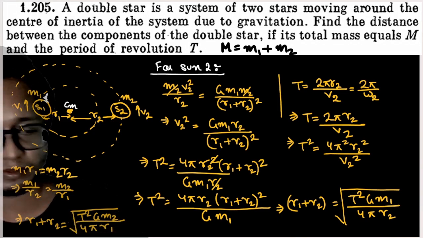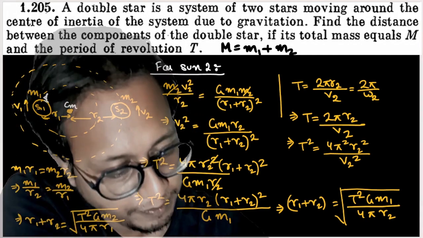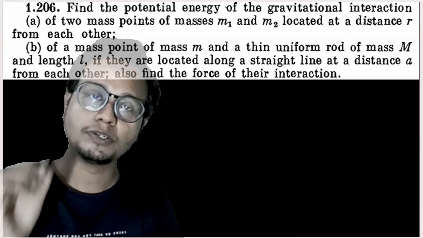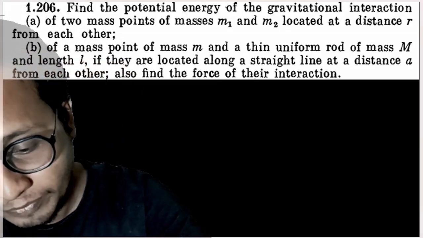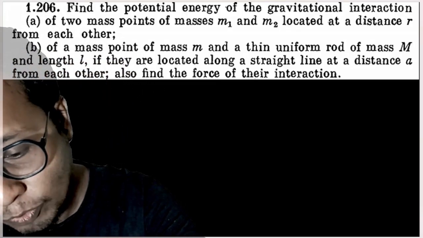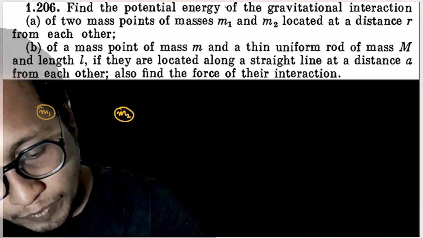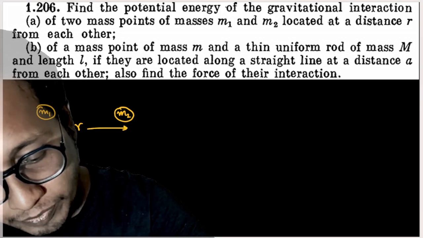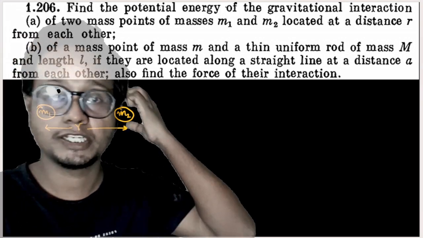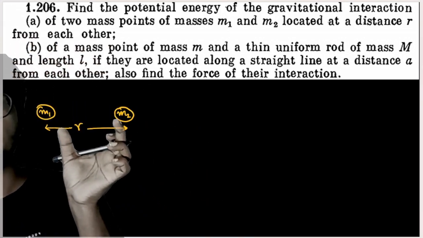So this is the next question, question 205. Okay, I will proceed on to the next question. In this question, there are two masses, m1 and m2. They are separated by distance r. The question is asking to find out the gravitational potential energy of these two masses.